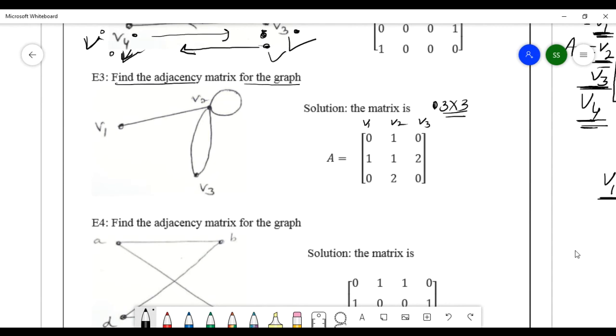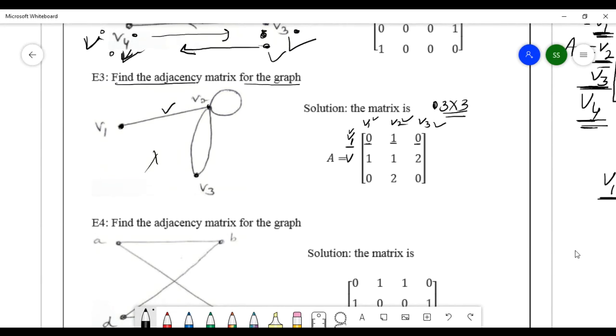This way. So start from V1. V1 to V1, this same point. No edge, so 0. And this V1 to V2. Here one edge exists. Okay. So write here 1. And now this V1 to V3. Here no edge. So here write 0. Okay.